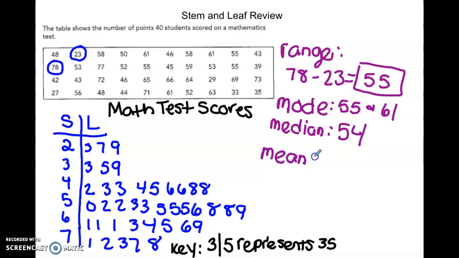And then the mean. So mean is the same thing as average. You want to add all the numbers. If you add them all up, you get 2,128. Divide by how many there are, which is 40. So the mean is 53.2. Okay, and now you can complete your do now.